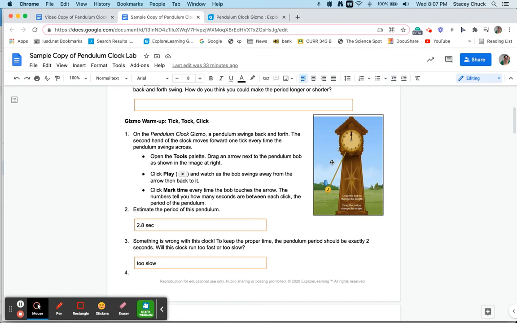So every back and forth swing should be 2 seconds, because 2 seconds are recorded on the clock face, but it takes 2.8 seconds. This means that the clock will be behind. If it continues to run like that, it will become behind the time. It'll be running too slow.